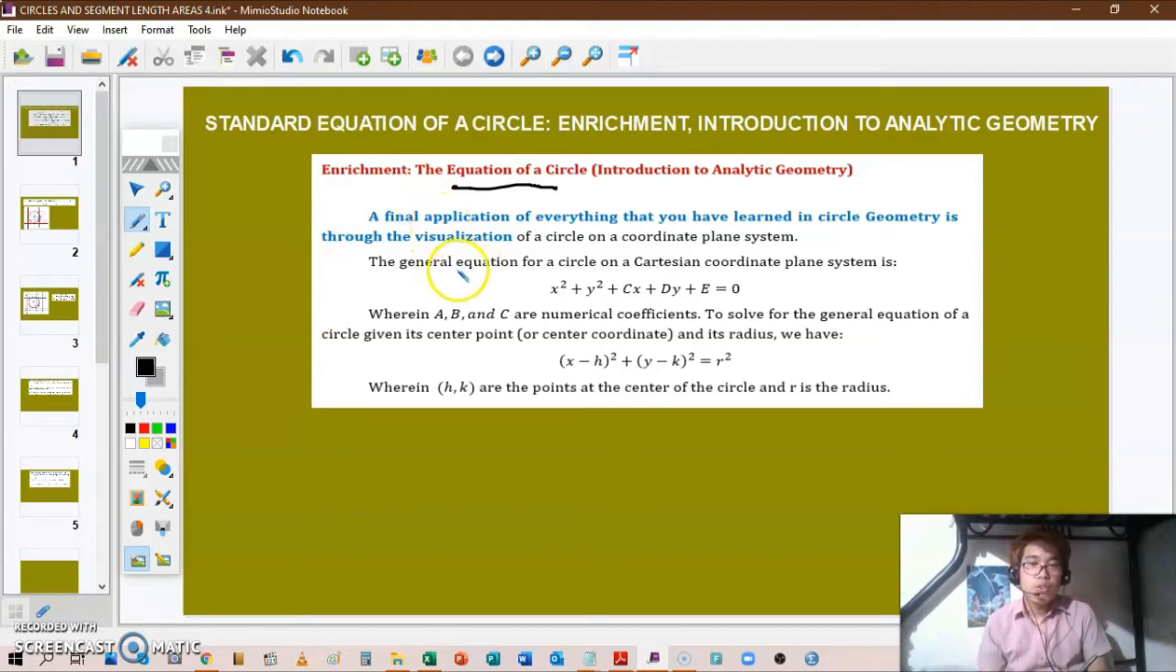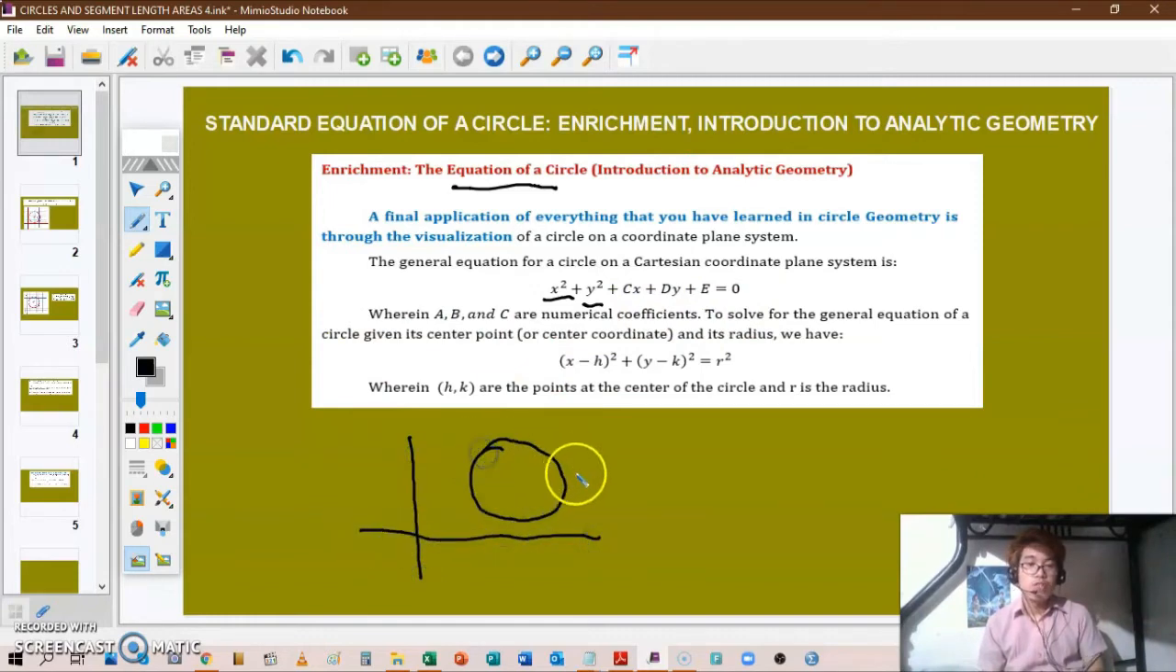Okay, so the general formula for finding the equation of a circle on a Cartesian coordinate plane is x squared plus y squared plus cx plus dy plus e is equal to 0. So how did this happen? If we graph a circle on a Cartesian coordinate plane, let's say for example it's a unit circle. So that means it has a radius of 1.